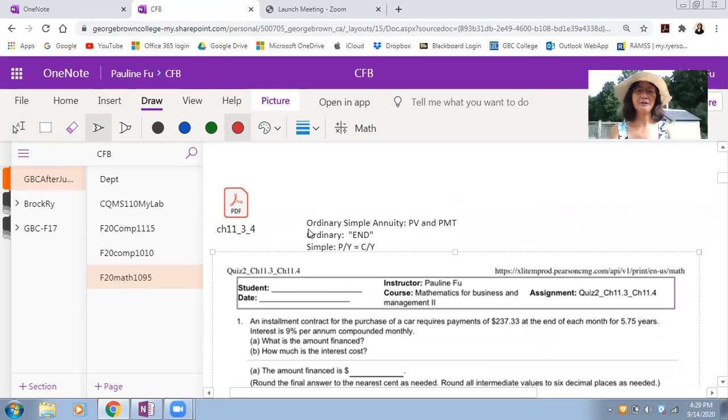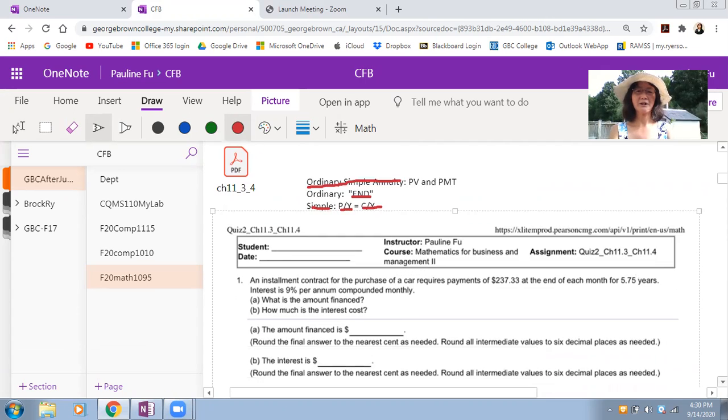For ordinary simple annuities, remember ordinary means the payment is made at the end. Simple means the number of payments per year, PY, equals the number of interest compounding periods per year, CY. Okay, so now let's look at a question.